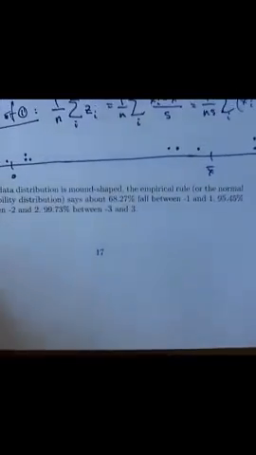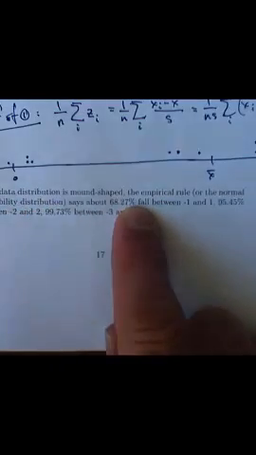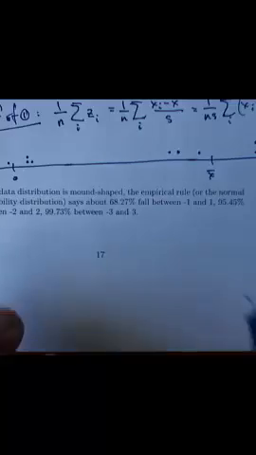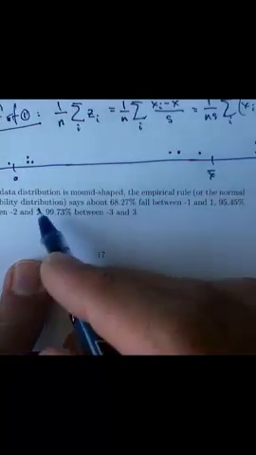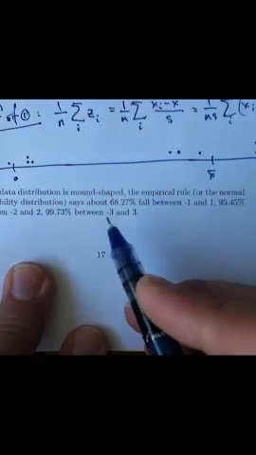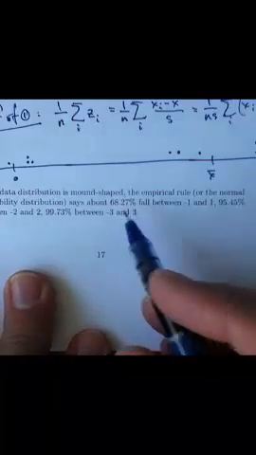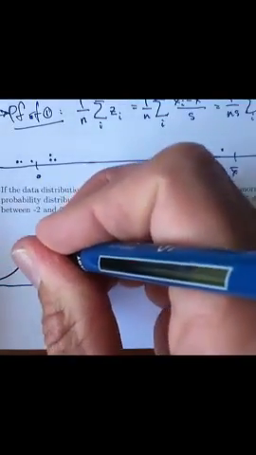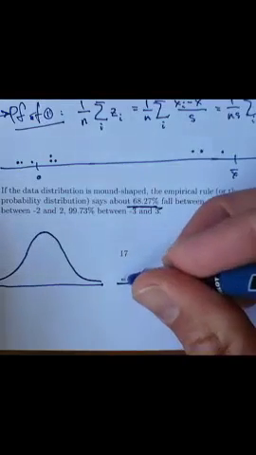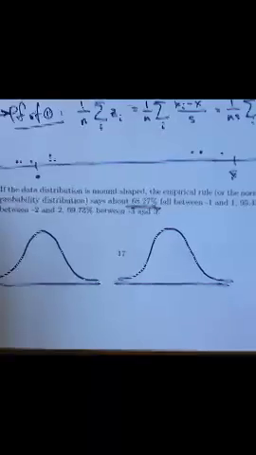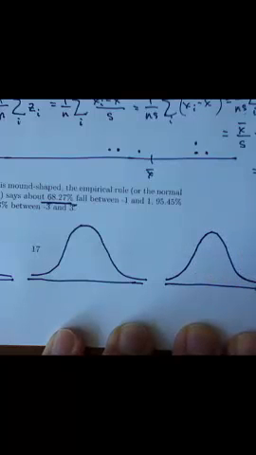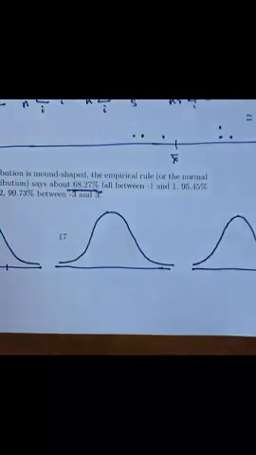Okay, number 3 here. If the data distribution is mound-shaped, or if you're talking about a population with a mound-shaped distribution, then the empirical rule, or normal probabilities, says that about 68.27% of the observations will have z-scores between -1 and 1, and about 95.45% of the observations fall between -2 and 2 of the z-scores, and about 99.73% of the z-scores fall between -3 and 3.